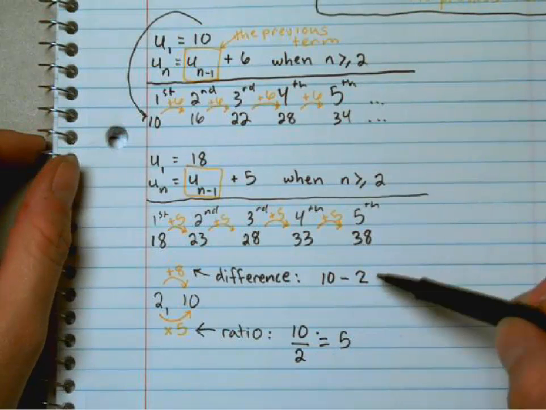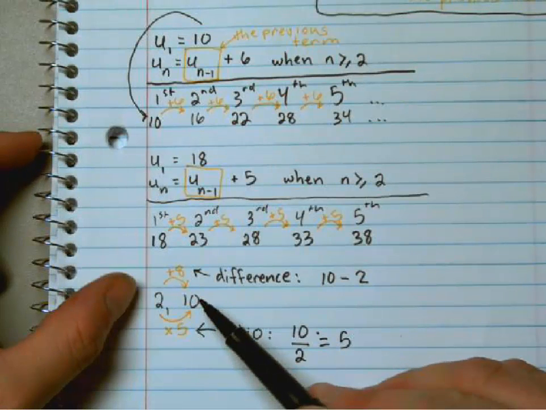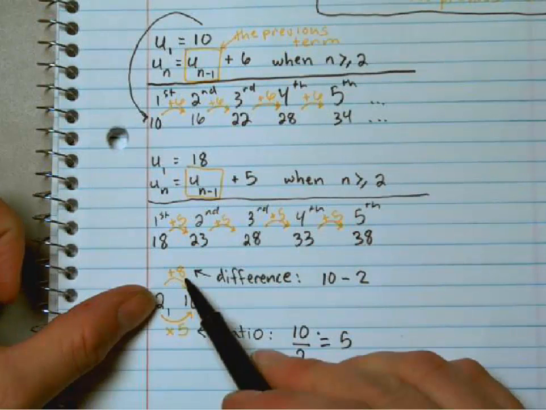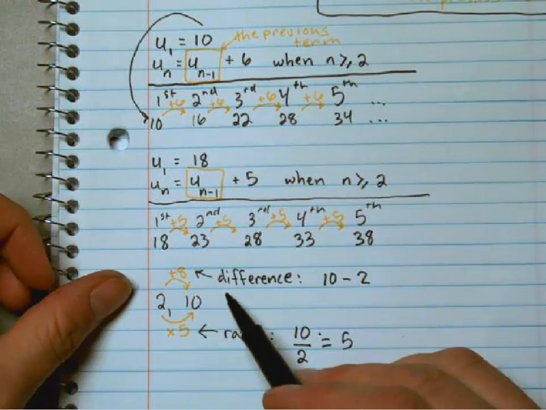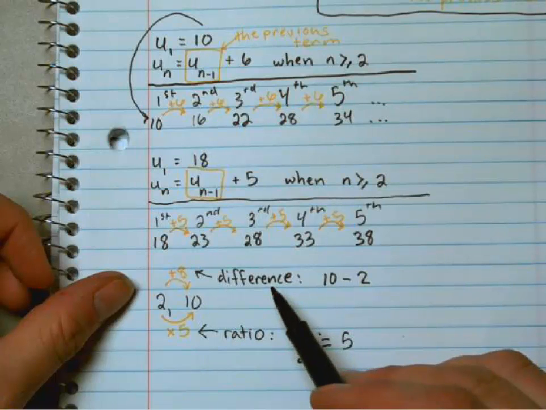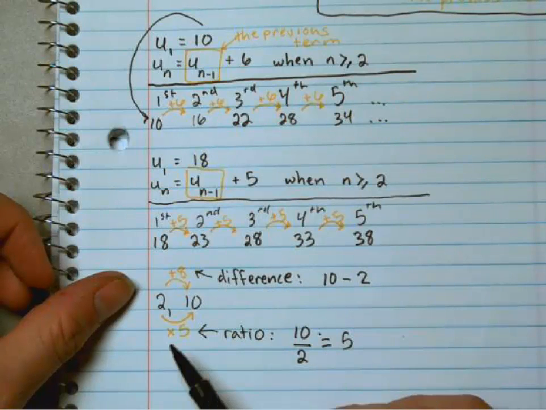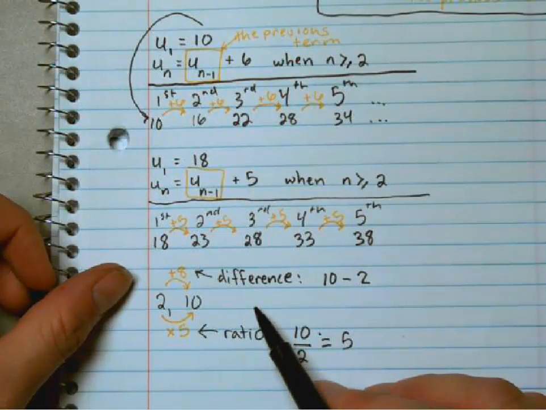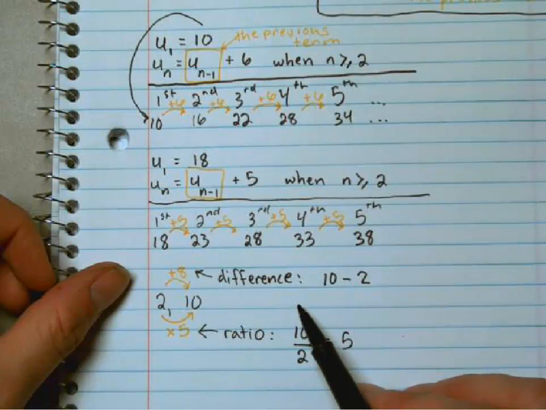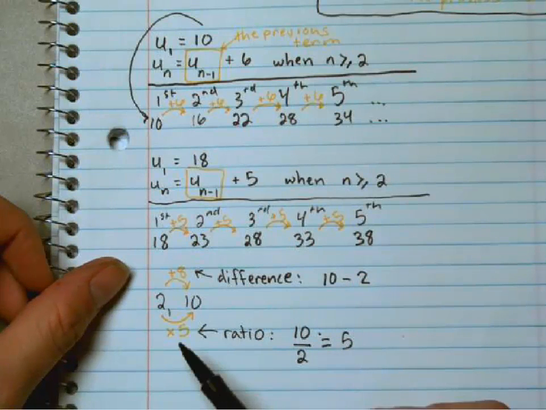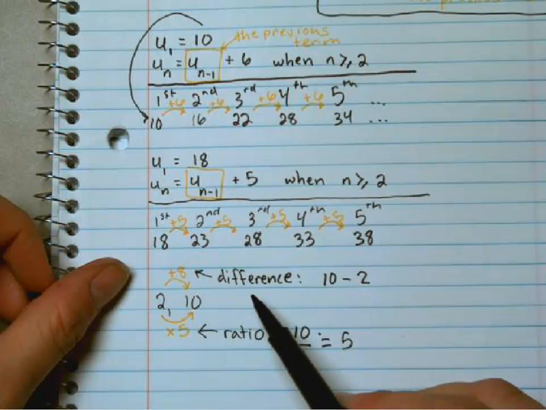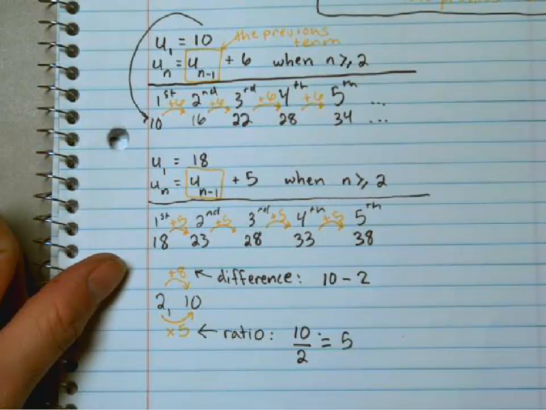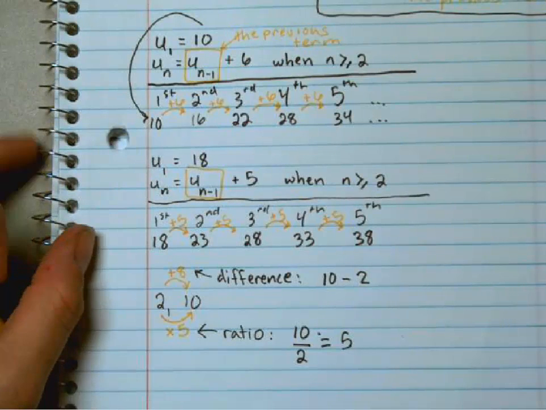These two different ways of going from one number to the next will give me two very different sequences. If we are adding 8 here, the next number would be 18, and then 26, and then 34. If we're multiplying by 5, the next number is going to be 50, and then 250, and then 1,250. So you see that depending on which way we go, whether we're using a difference or a ratio, we get two very different sequences. So let's talk about what those two sequences are like.